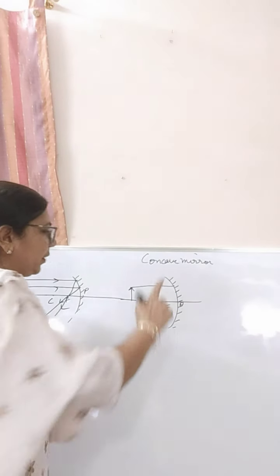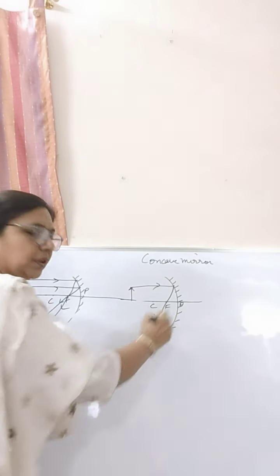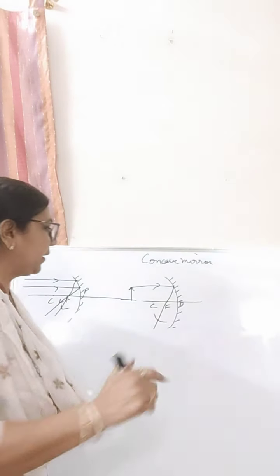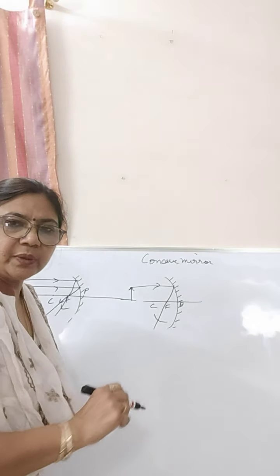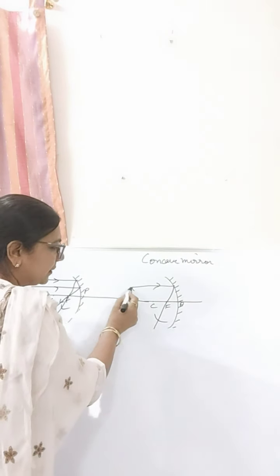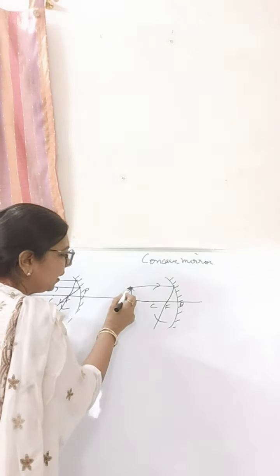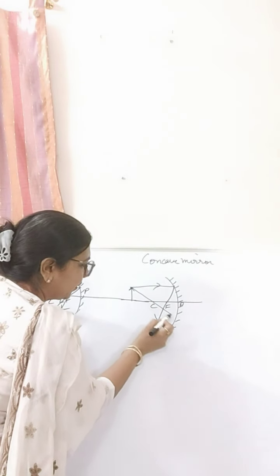One ray will be parallel to the principal axis, and after reflection it will pass through the focus. We cannot take another one parallel to the principal axis, so we will take another one which is passing through the center of curvature. I am taking the center of curvature here. When you draw with pencil and scale, it will be more clear.